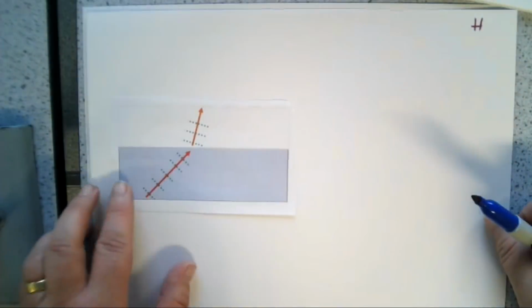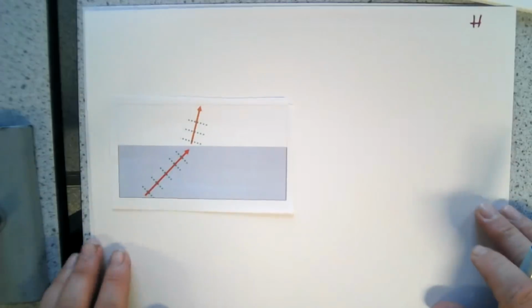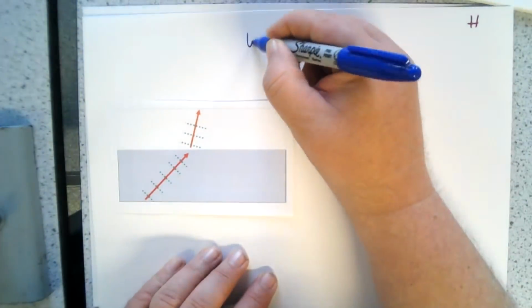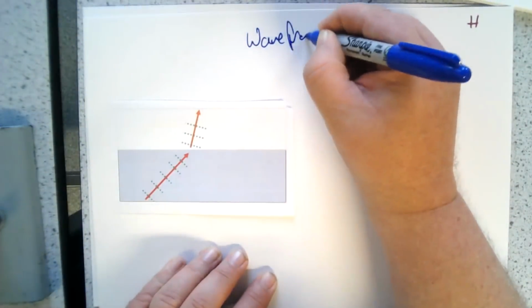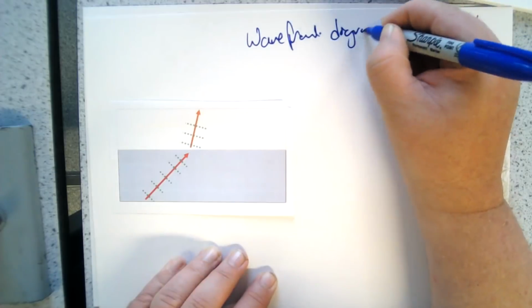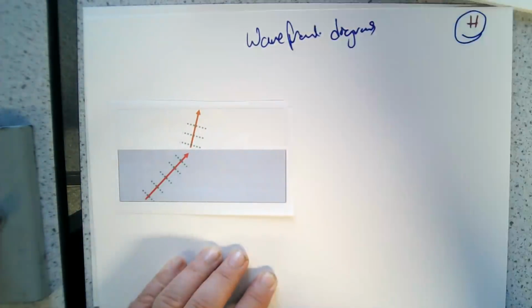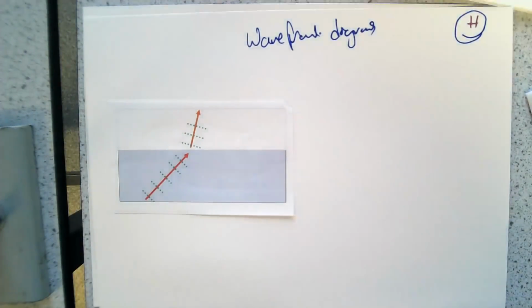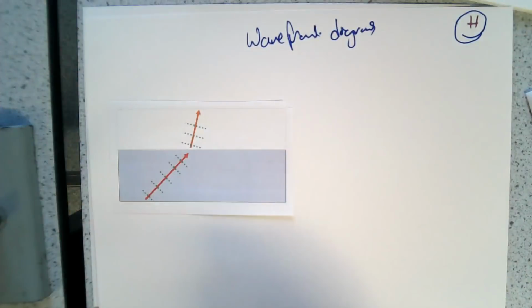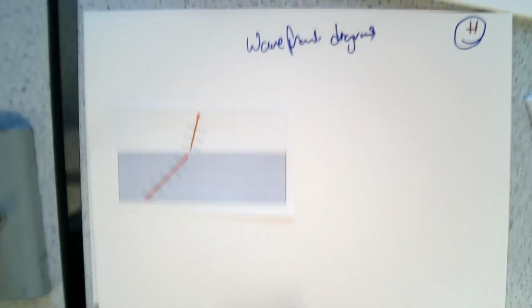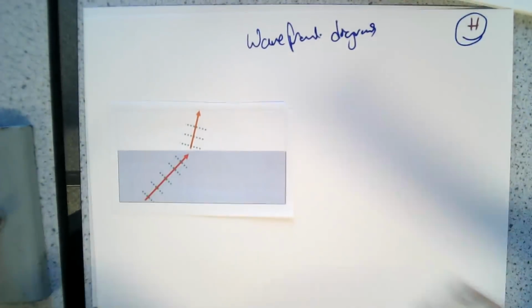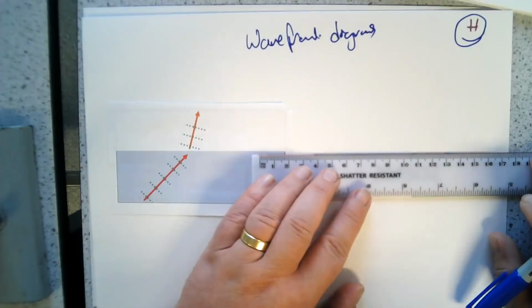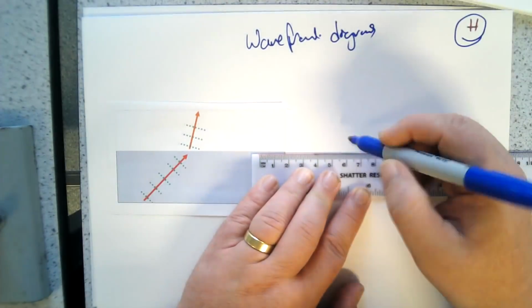But it's a wavefront diagram, and this is higher tier only. So wavefront diagrams, higher tier only. Now, what I've done here is I've printed off and stuck on here a picture of a wavefront. And I'm just going to draw it out to show you how easy it actually is.